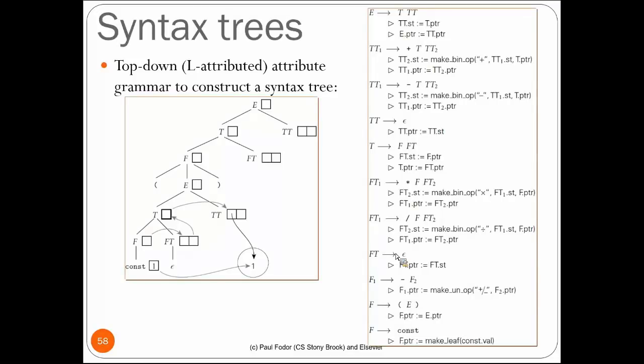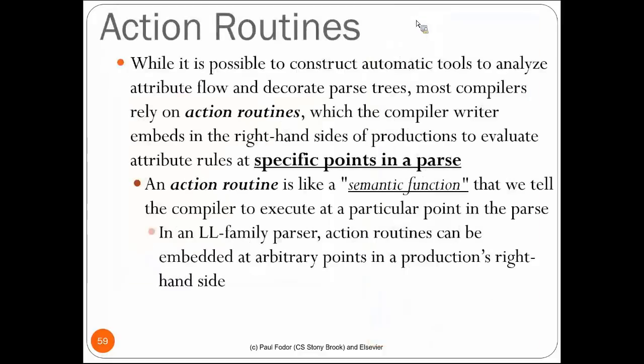Okay, so the syntax tree can be actually computed either bottom up, like we had it in the example, or it could be computed L-attributed, bottom up and top down, where two production rules, or basically a production rule with two attributes, can be used. Whenever it's possible to construct automatic tools to analyze the control flow and to decorate the parse tree, while it's possible, most compilers rely on action routines, which the compiler writer embeds in the right-hand side of the production rule to evaluate attributes at specific points in the parse. So an action routine is like a semantic function, which we tell the compiler to execute at a particular point in the parse. In an LL family parser, action routines can be embedded at arbitrary points in the production's right-hand side.